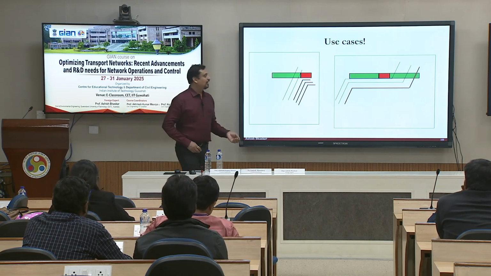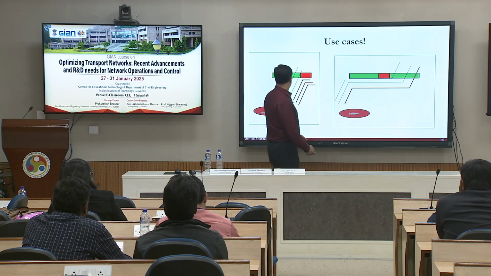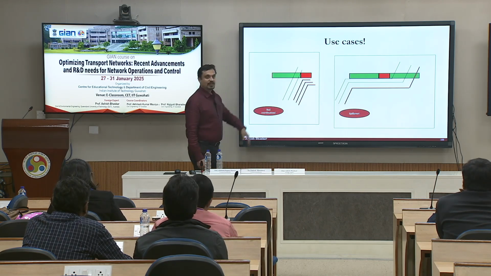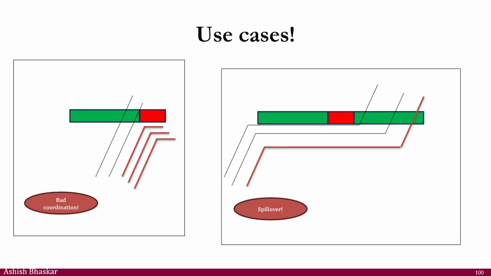So if this case is a spillover from downstream, this other case is a bad coordination case. You are having a high ROR, but a low flow, which is a bad coordination case. If you would have done a proper coordination, you should have been able to flush the vehicles. That case is a spillover case.